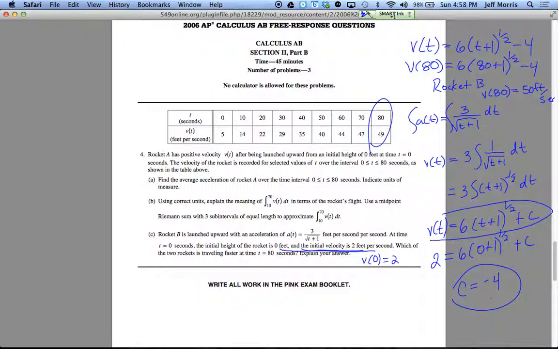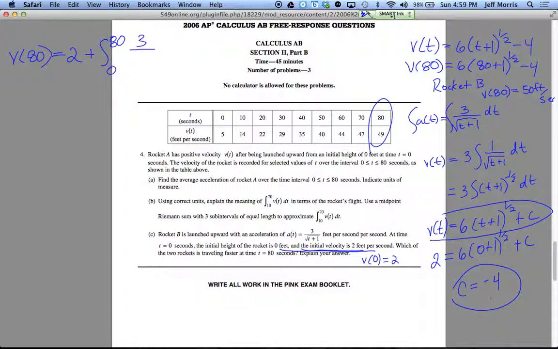Now, look at all that work. If you're only interested in v of 80, you could have done your start plus displacement that I've been trying to tell you to do. It speeds things up because it couples solving for the plus c into the work. It basically takes all these steps and morphs them into one step. If you do start plus displacement, what was the start velocity? 2. So it's start plus displacement from 0 to 80 of your velocity. You're not going to get out of doing the integral.